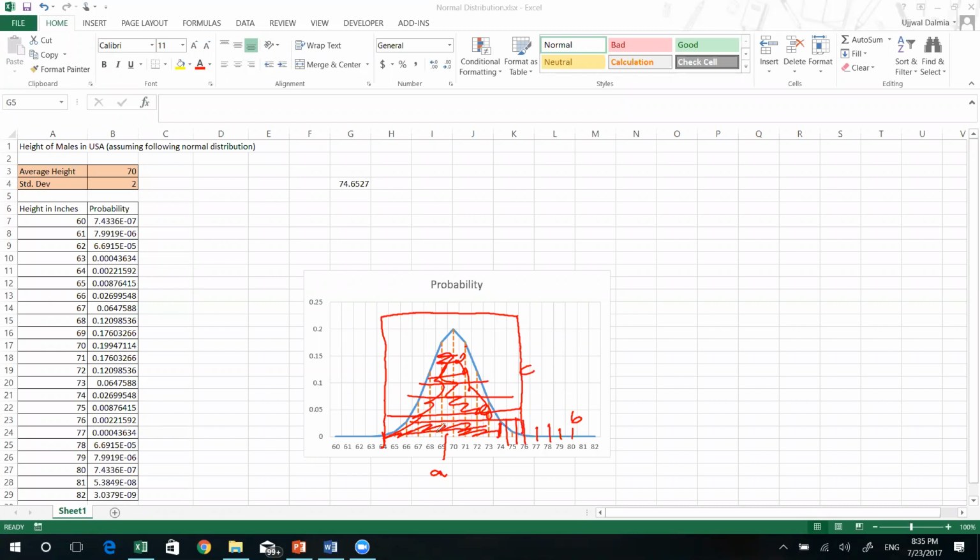Which region has the formula picked up? Was it A or B or C? A is anything below 74.6527. B is anything above 74.6527. And C is anything between 64 to 76. So which one has the formula picked up?